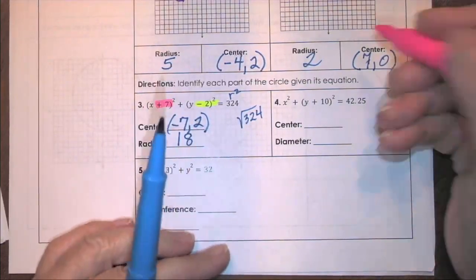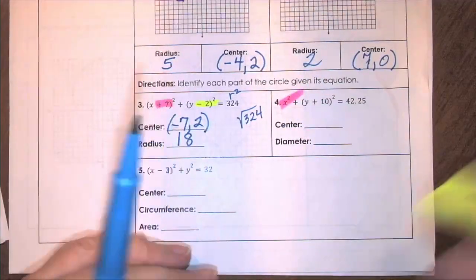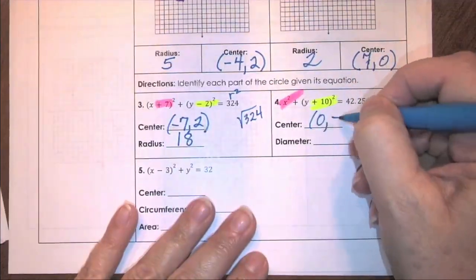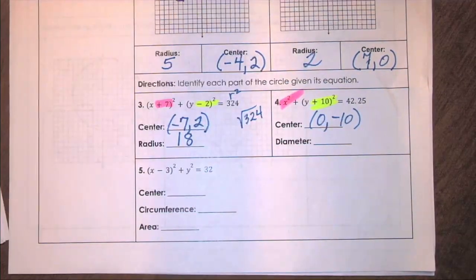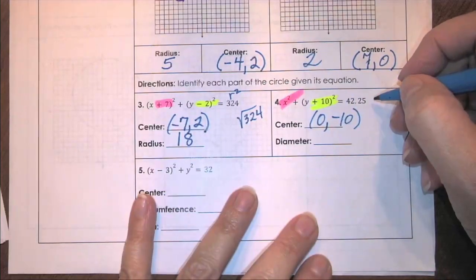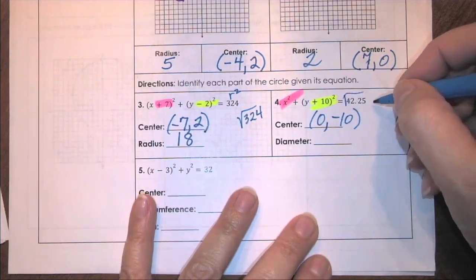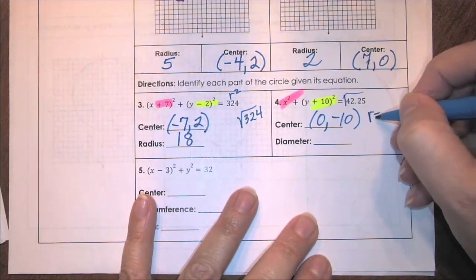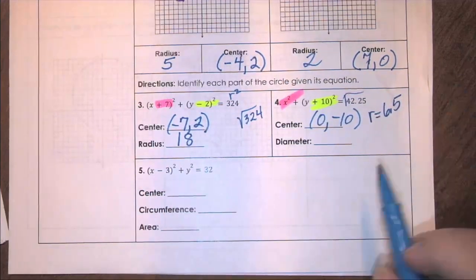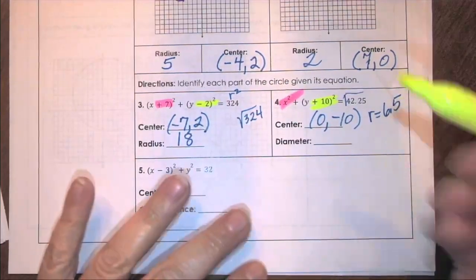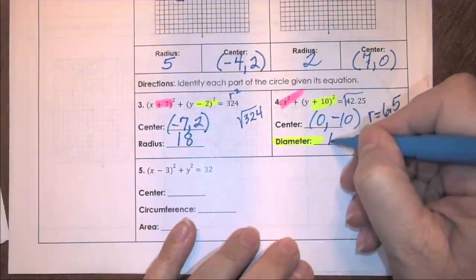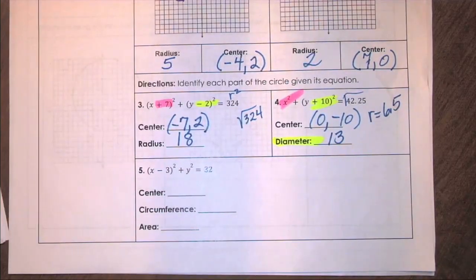What about this one? There's nothing here for x. There's a plus 10 here. So your center is (0, negative 10). And then your radius is going to be the square root of 42.25. So you're just going to put that in your calculator, and you're going to get that the radius is 6.5. But it does not ask me for radius this time. It asks me for diameter. So we're going to double the 6.5 and get 13.